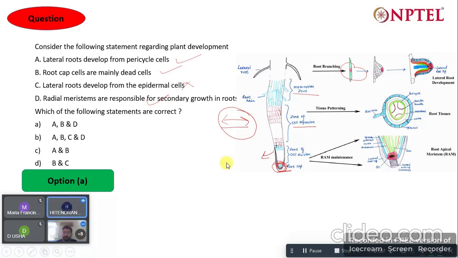So here the root cap cells are mentioned as dead cells. But some cells are dividing, like the stem cell niche cells are also dividing, no sir?